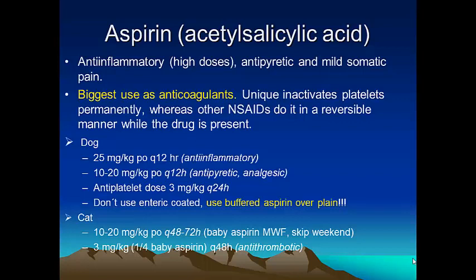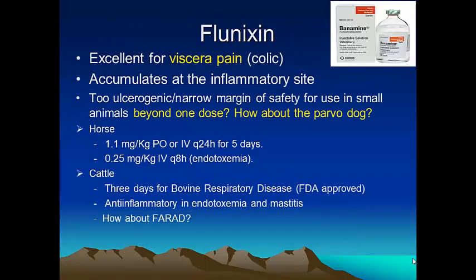So if we move on to another NSAID, flunixin, the trade name is Banamine. This is kind of the exception to the other NSAIDs because it's probably the only one that alleviates visceral pain related to colic. All the other ones do pretty well with somatic pain, but are not so effective when it comes to relieving visceral pain.